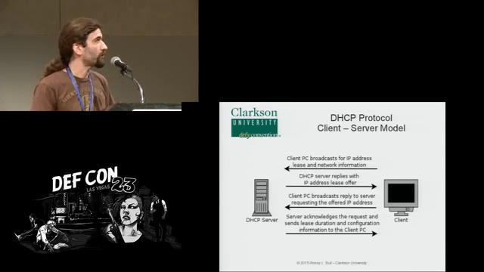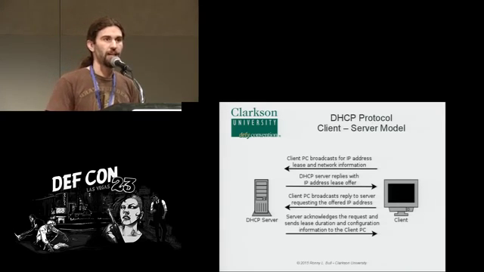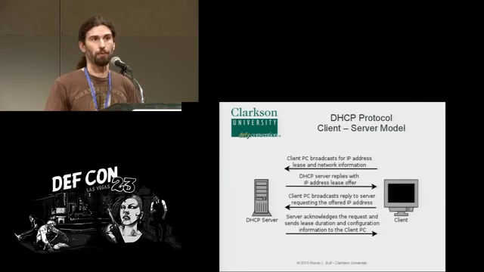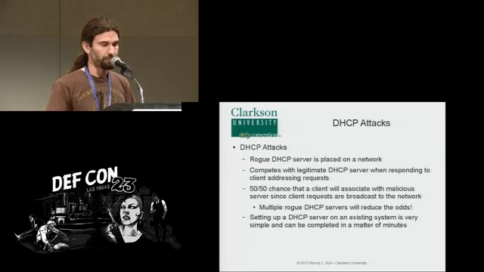The basic client-server protocol: the client broadcasts out for an address. The server responds with lease information or an offer, and then the client broadcasts back saying, yeah, sure, I'll take that. And the server acknowledges it, and then we have this lease established, right? We can actually have an IP address and all the information we need from that server. DHCP allows for options. So if you take a look at RFC 2132, you're going to find there's about 255 different options available to pass through DHCP. Some things are like time server, domain names, ARP cache, all sorts of good stuff.